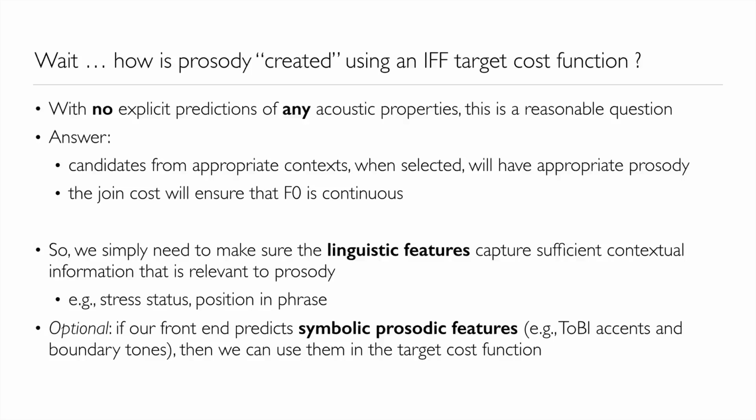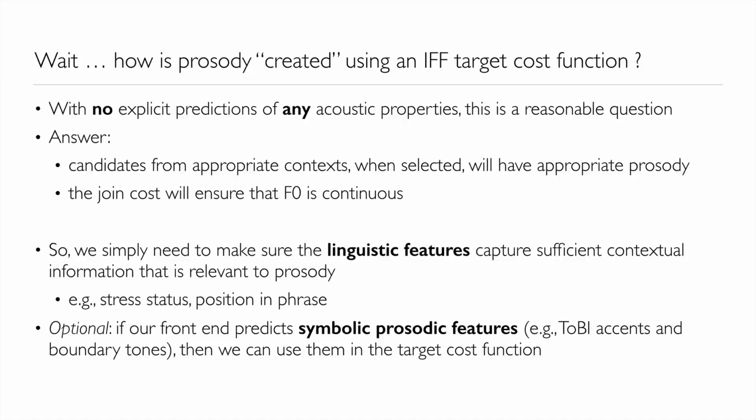However, it's completely implicit. There's an advantage to it being completely implicit, which is that we don't need to make explicit acoustic predictions, so we don't need complicated models that will make mistakes. We just get natural output. There's also a weakness, though, which is we can't really inspect the system. We can't really see how it's making this acoustic prediction. All we can do is indirectly control that by, for example, changing the weights in the target cost.